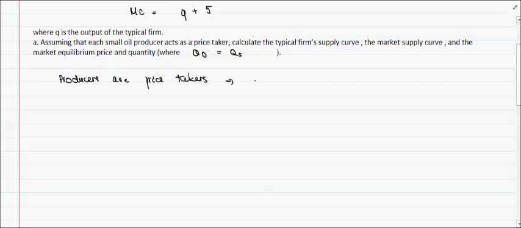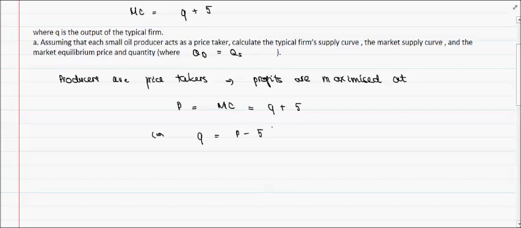Okay, so therefore their profit is going to be maximized at the point where the price equals marginal cost. In this case marginal cost is going to be equal to Q plus 5. So if we rearrange this equation, we're going to get Q equal to P minus 5.